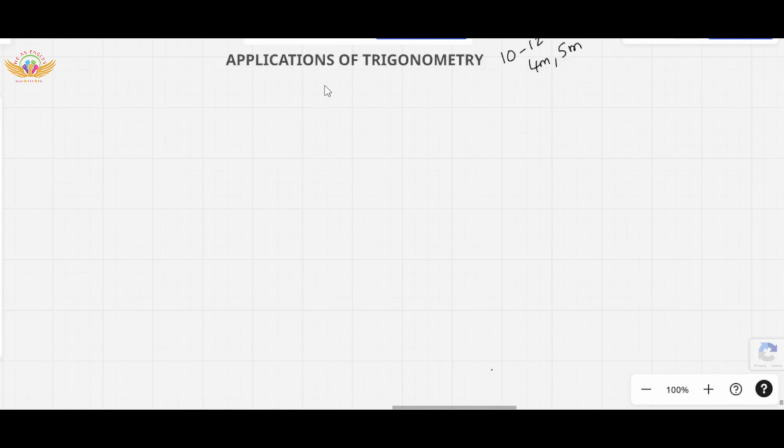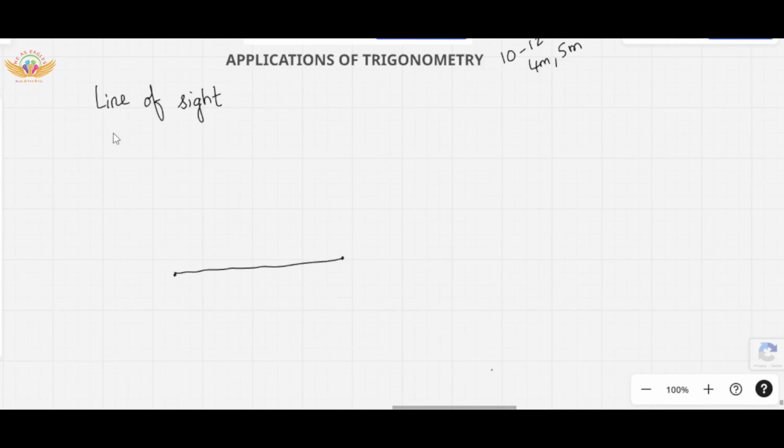Okay, so before starting to solve the problems, there are some terms in applications of trigonometry that you have to learn. The first one is the line of sight. What is a line of sight? It's a ground. To start any problem, first we need a starting point, right? That line from where we start is called the line of sight.